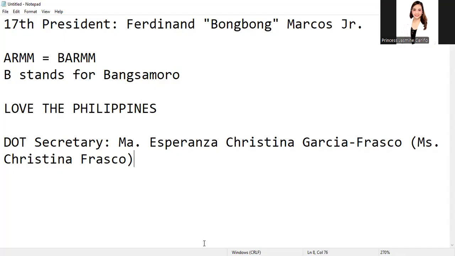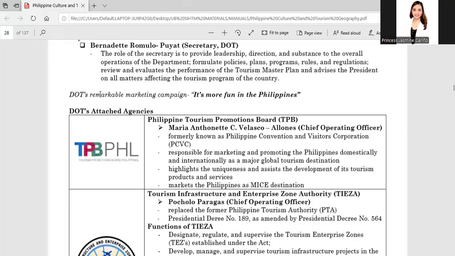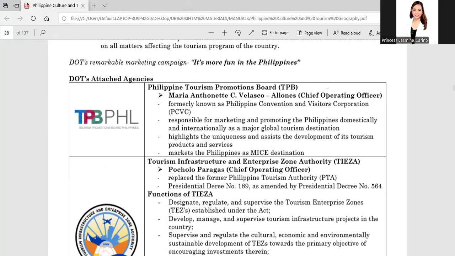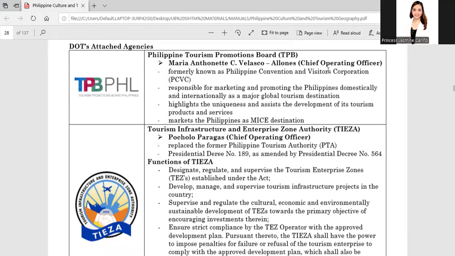All right, so let's go back to the presentation. So again, class, the DOT's marketing campaign at present is Love the Philippines. It's no longer that it's more fun in the Philippines. All right, so let's go to the DOT's attached agencies. Please take note of these ones as well, as this may appear in your examinations.